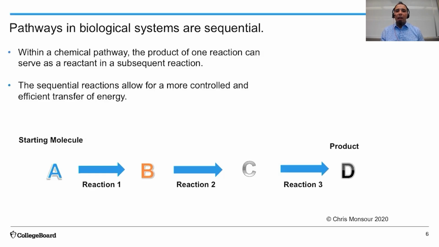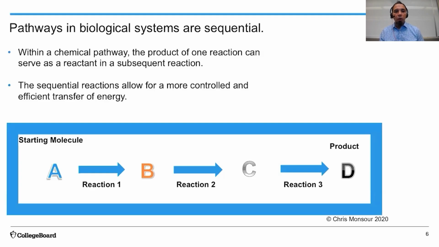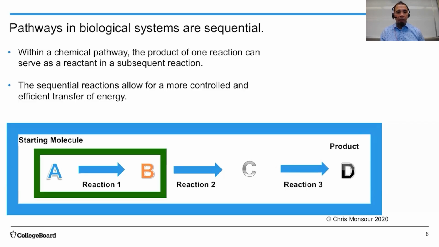So pathways in biological systems are sequential. Within a chemical pathway, like I have here in blue, the product of one reaction can serve as a reactant in a subsequent reaction. The sequential reactions allow for more controlled and efficient transfer of energy. So we've got a starting molecule A, those are your reactants. We have linking reaction 1 to products B. So there's one step in that biological pathway.